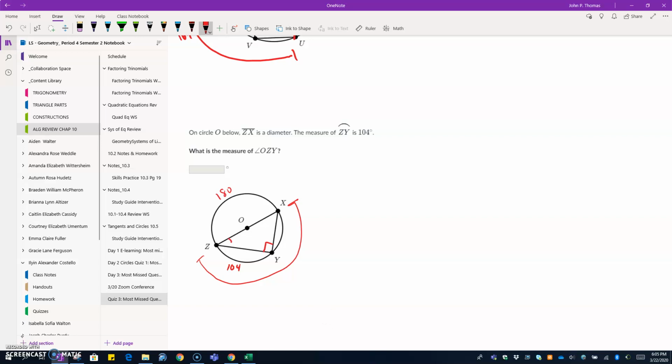All right, so they want this angle right in here. Now, to get that angle, I'm going to need to find this piece here, and that piece is going to be 180 minus 104, which is 76 degrees. And if this arc is 76 degrees, we can take half of that to get the inscribed angle. Half of 76 would be 38. So we have 38 degrees in there on the angle. Means our final answer on this one would be 38 degrees.